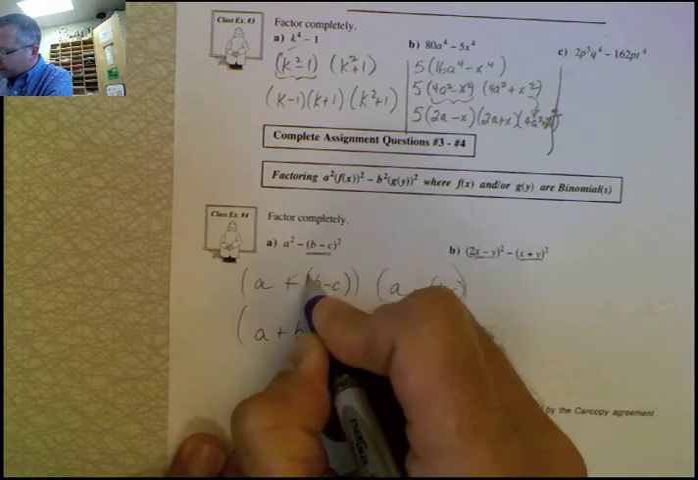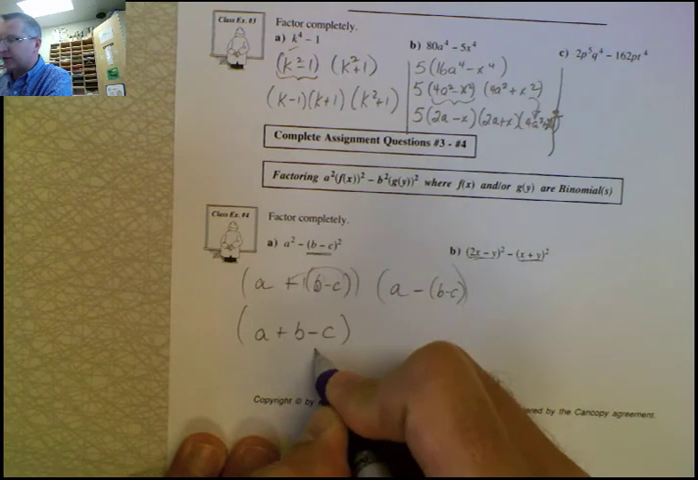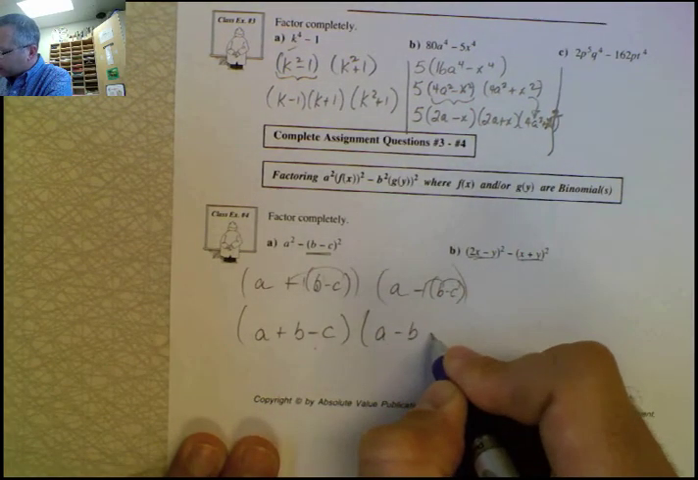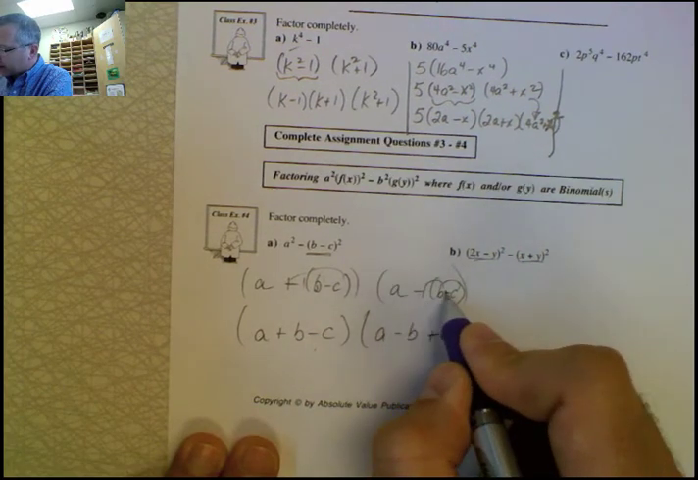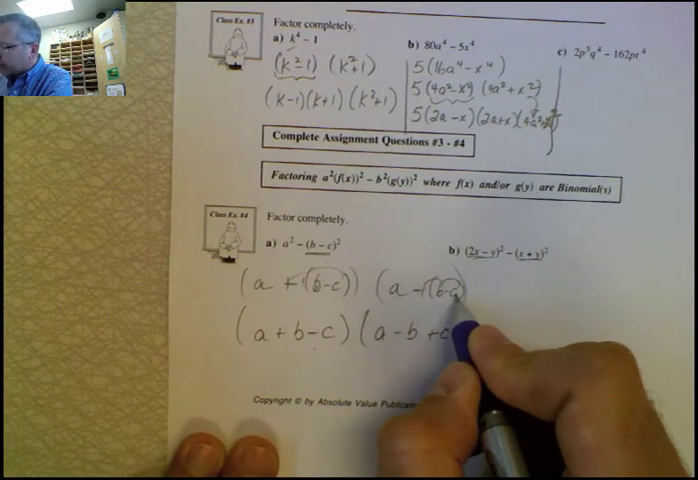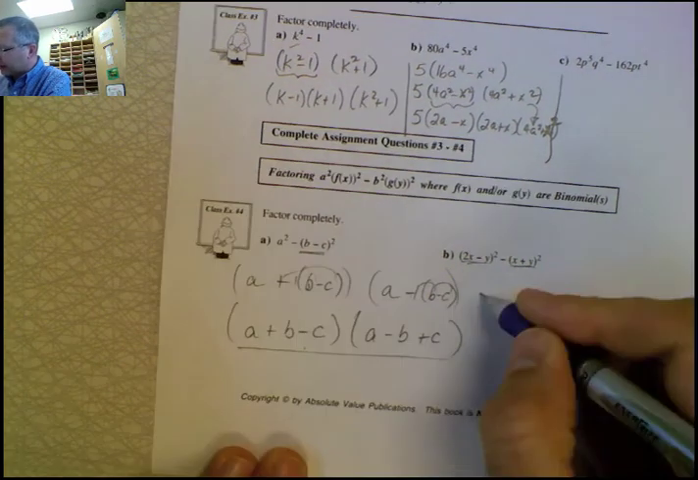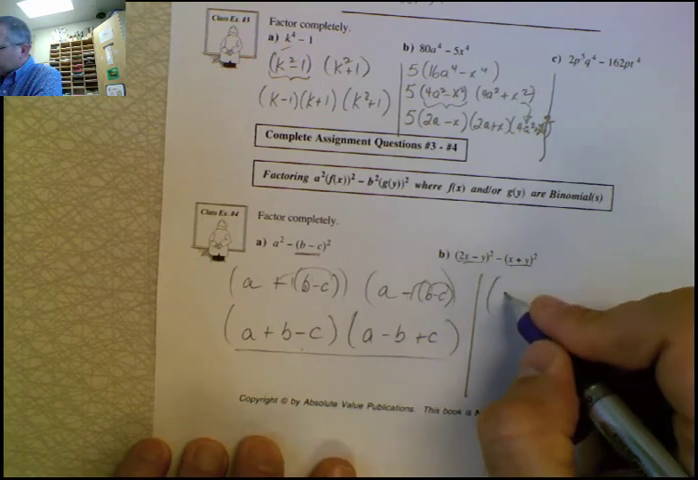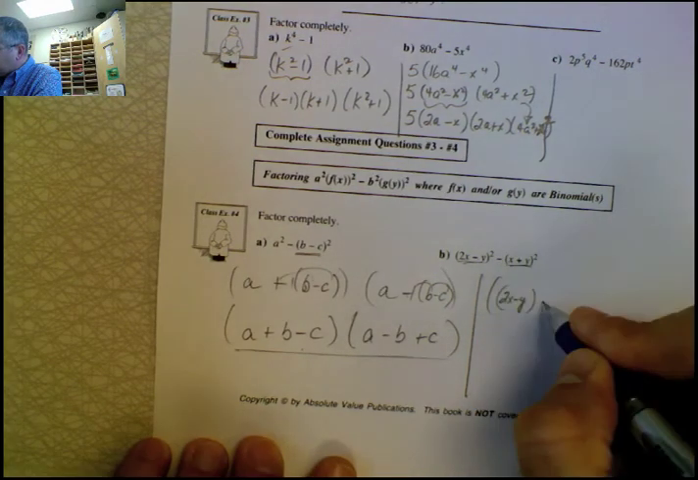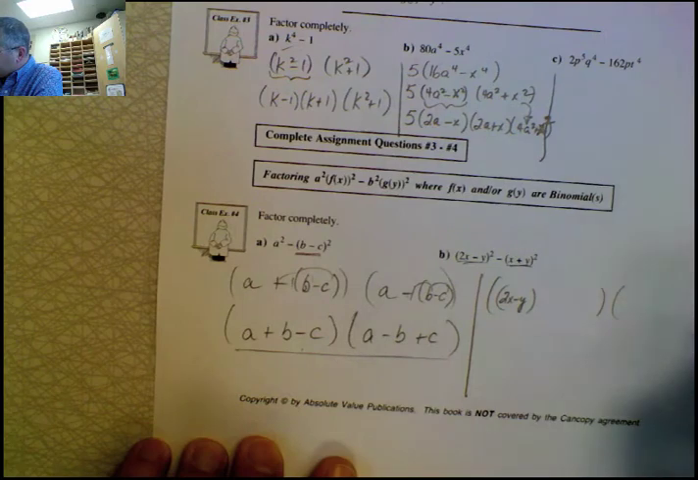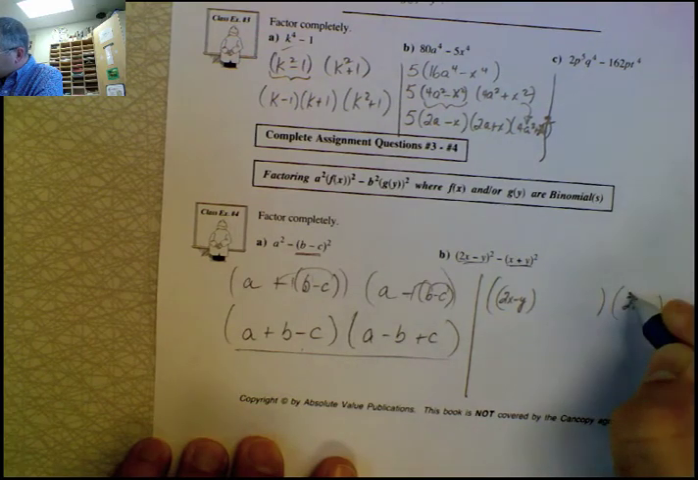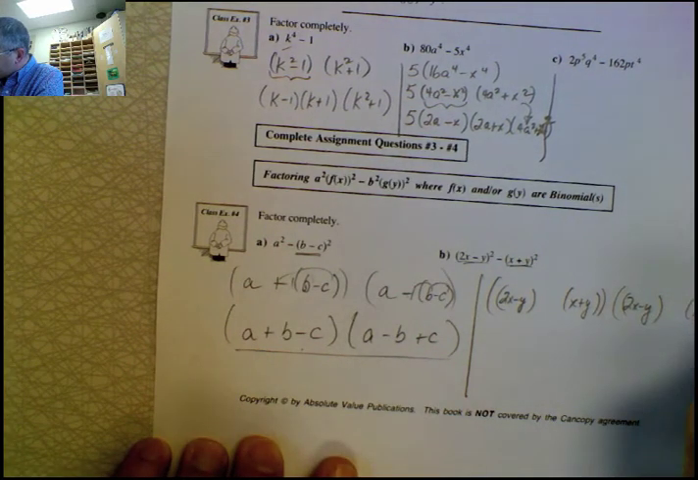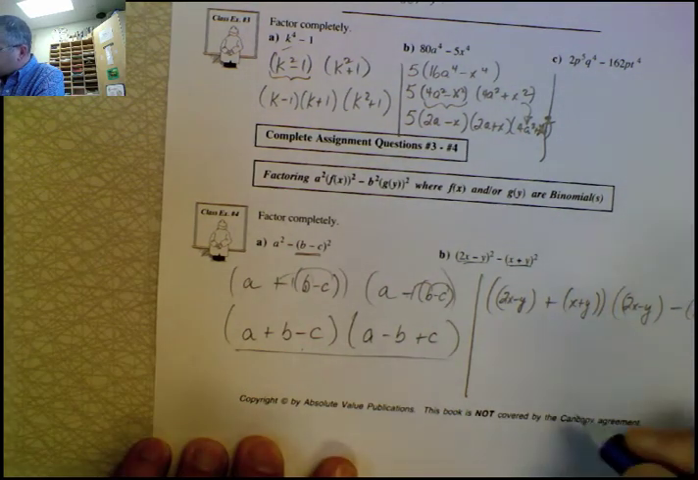Now, if we distribute the positive 1 to both of these terms, it doesn't change it. But if we distribute the negative 1 to both of those terms, it is going to make this negative b and positive c. So you've got to distribute that. Here, we're going to end up with two binomials when we factor this. We're going to end up with 2x - y and x + y. One of these is positive and one of these is negative.